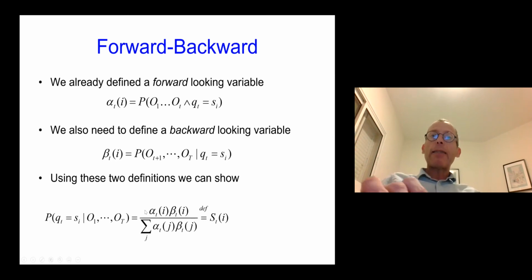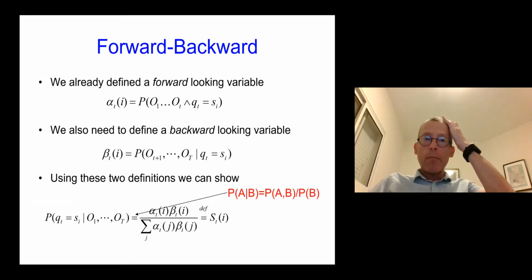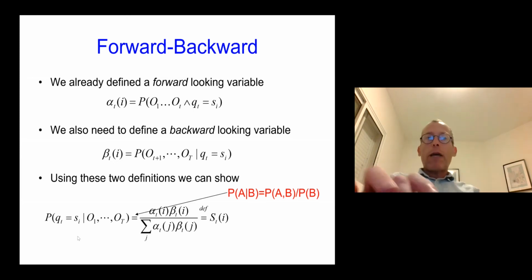And the claim is that this is alpha T of I times beta T of I, divided by the sum over J of alpha T of J times beta T of J. Why is that? Well, we can treat it as P of A given B equals P of A and B divided by P of B. So this is A, this is B. We are saying that alpha T of I times beta T of I is basically the joint of O1 to OT and QT equals SI. Why is that the case?